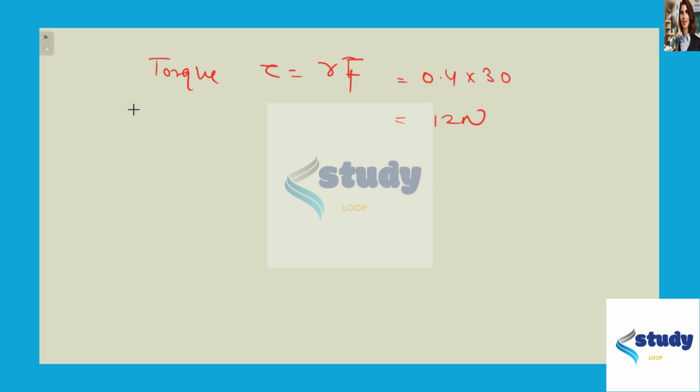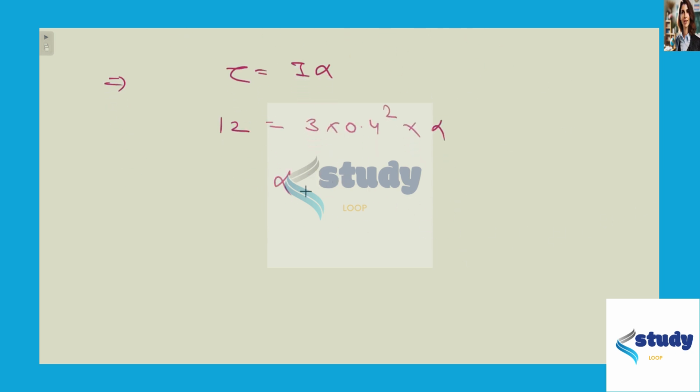Now we have a relation between the torque and angular acceleration, that is tau = I alpha. So put all the data in this equation: 12 = 3 into 0.4² into alpha. From here we can find the value of alpha, and this comes out to be 25 radian per second square. So this is the angular acceleration and this is our answer.